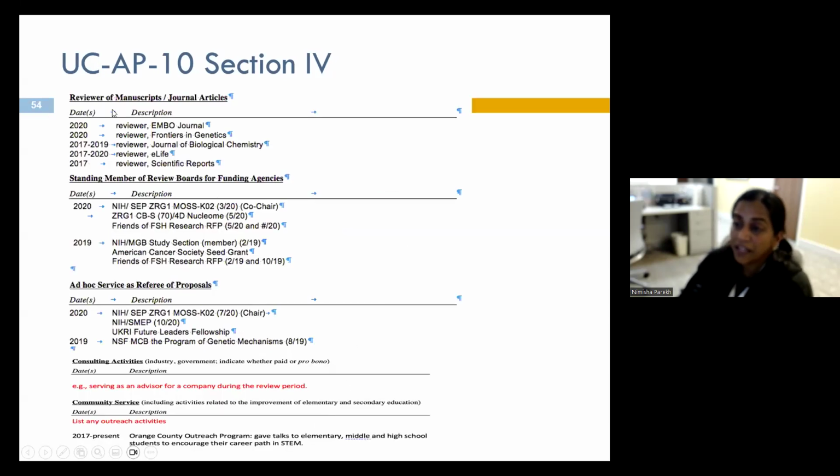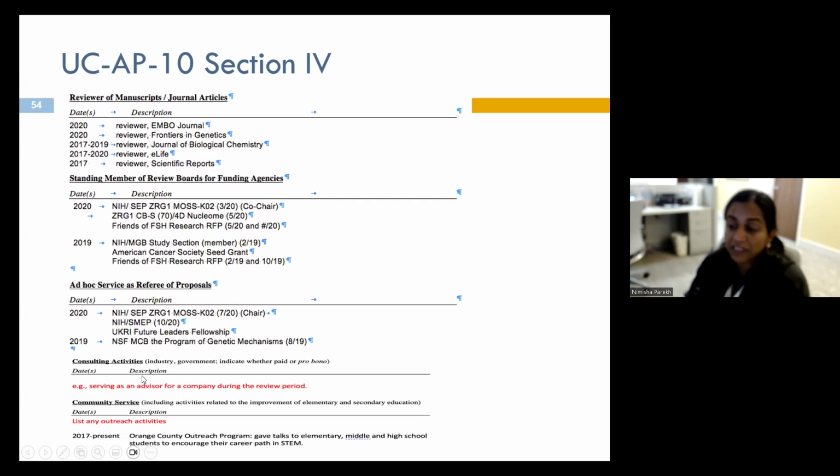Okay. You would then include more review. If you do review of manuscripts, you would say what dates you did it, what title, what you did, the journal. If you are a standing member of review boards for funding agencies, this is more like NIH, but let's say for American Cancer Society or any foundations. If you've done any ad hoc service of proposals, you would include that.